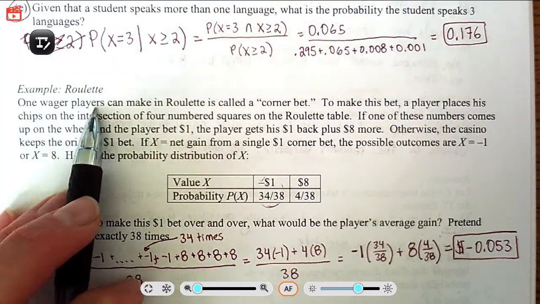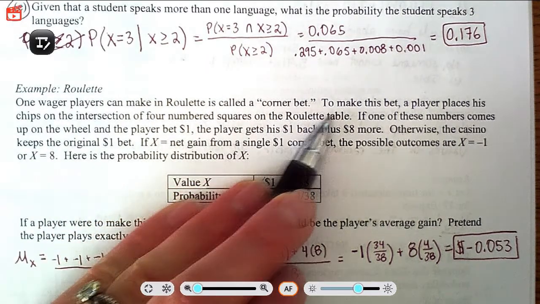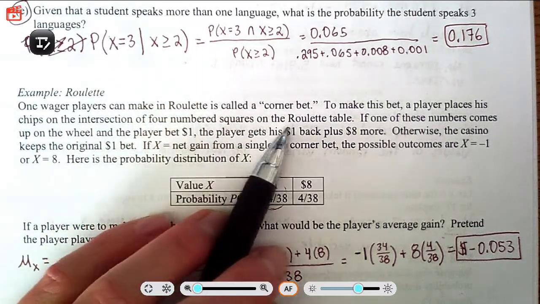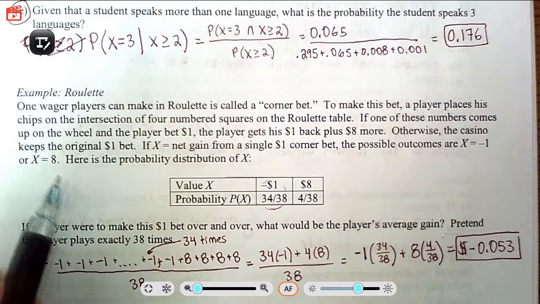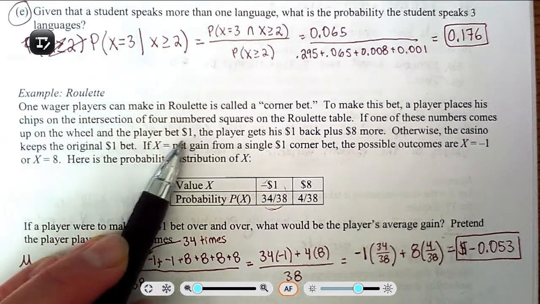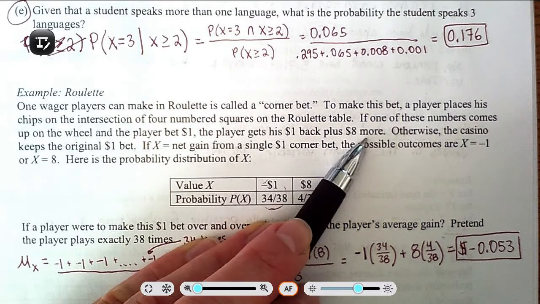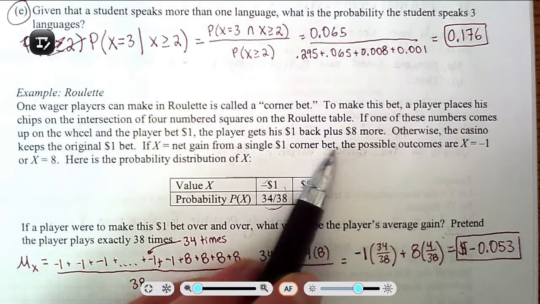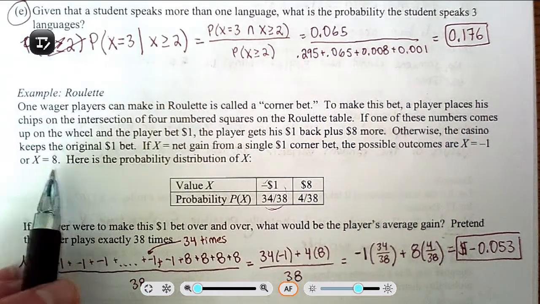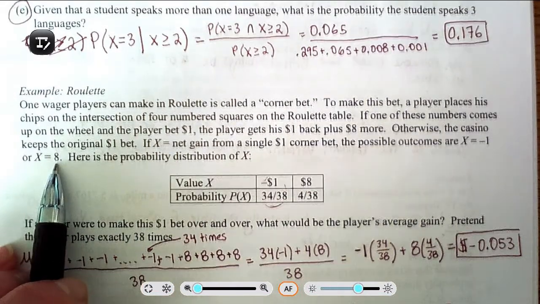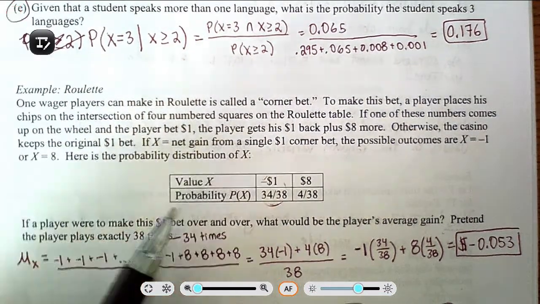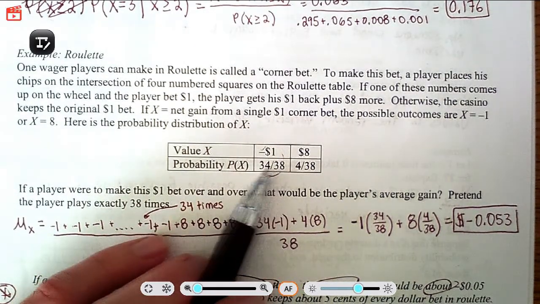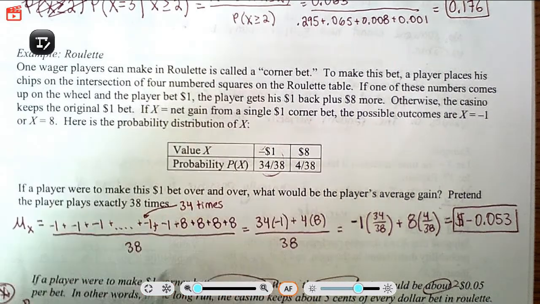One wager players can make in roulette is called a corner bet. To make this bet, a player places his chips in the intersection of 4 numbered squares on the roulette table. If one of these numbers comes up on the wheel and the player bet $1, the player gets his $1 back plus 8. Otherwise, the casino keeps the original $1 bet. If x equals a net gain from a single $1 corner bet, then the possible outcomes of x are to lose $1 or to have 8. Here is the probability distribution of x. Lose 1 or have 8. You lose 1 34 out of 38 outcomes, but you gain 8 on 4 out of 38 outcomes.